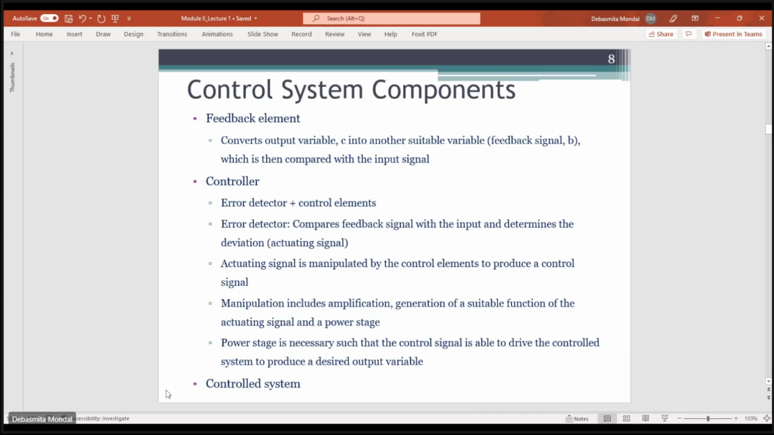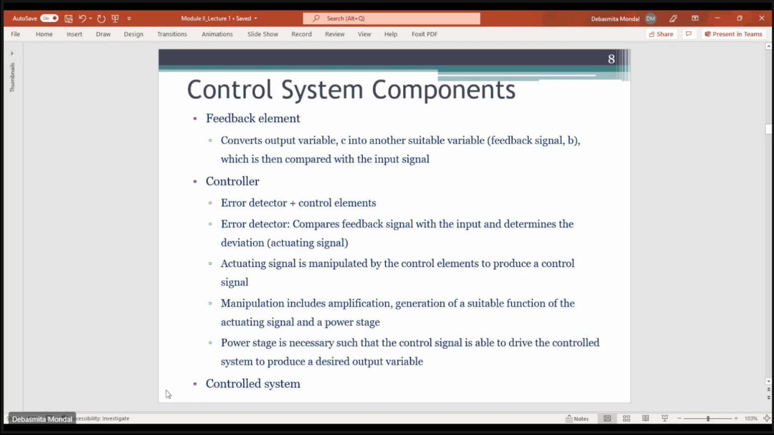Now the error detector, we have already talked about that it compares the feedback signal with the reference input, and it determines the error signal or the deviation, or you can say the actuating signal. Now this actuating signal goes as an input to the control elements, and it is manipulated and modified by the control elements in order to produce a particular control signal.